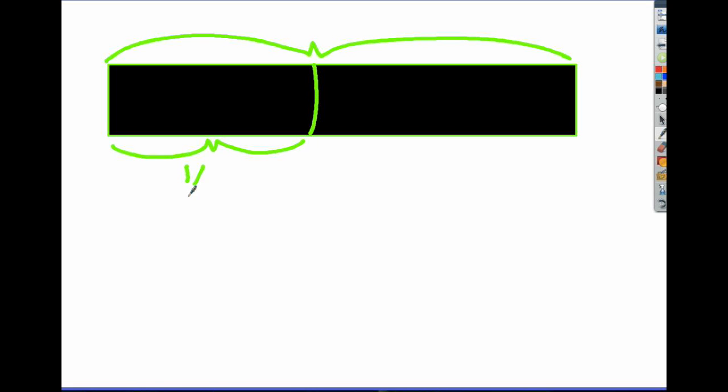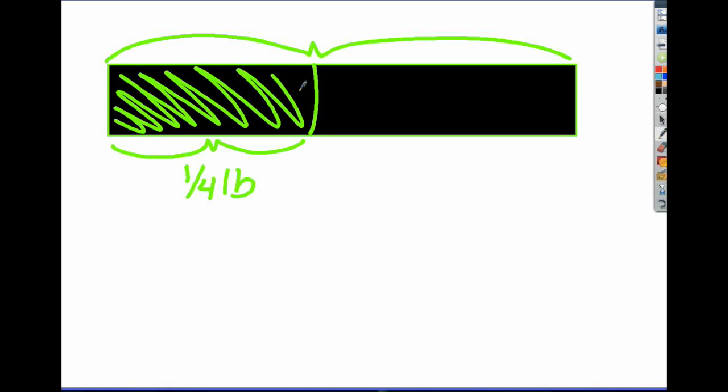So this is the whole stick of butter right here. That's the whole stick of butter. It said she used 1/4 pound of butter to make the cake. That's how much she used. Now she has this much left. How much did she have at first? So your job is going to be to figure out how much total.